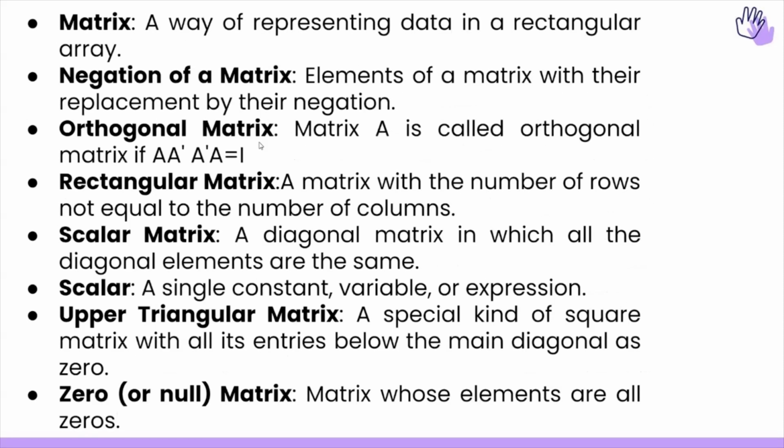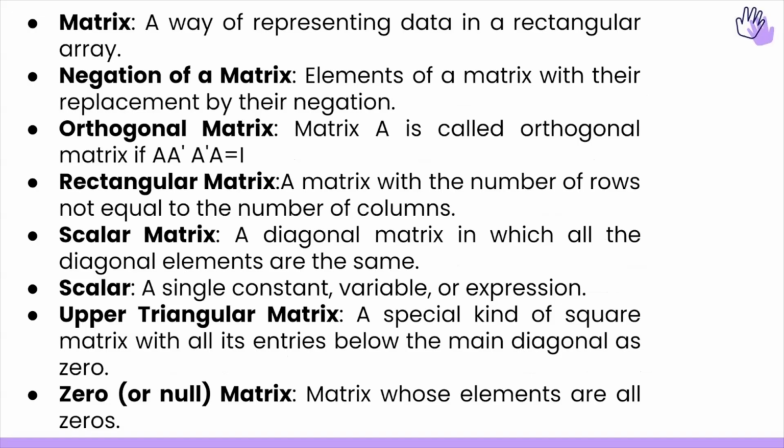Coming to the next definition, matrix. Very simple thing, a way of representing data in a rectangular array of rows and columns. Negation of a matrix: the elements of a matrix are replaced by their negation. So take any element and replace it with its negative form. If there is a 3 in a particular matrix, replace it with -3. If there is -2 in a matrix, replace it with +2. So change positive to negative and negative to positive.